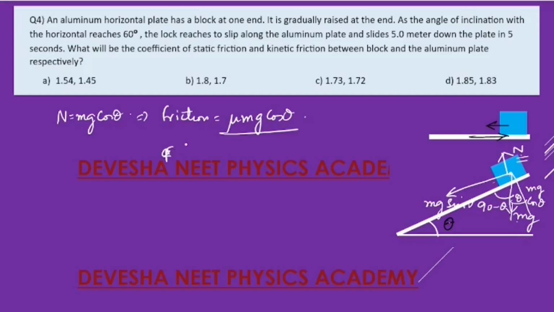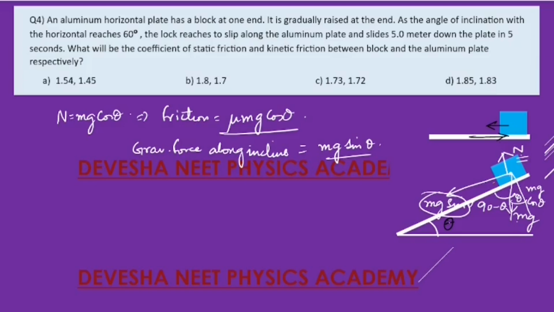And along the plane, the gravitational force along the incline is equal to mg sin theta, which we've already told you. We mentioned mg sin theta. So this is mg sin theta, and this is mg cos theta.